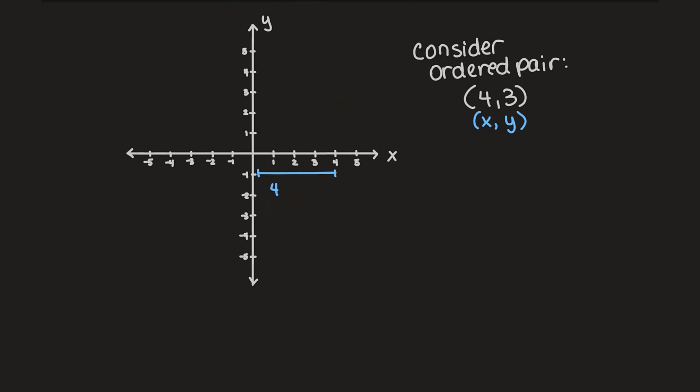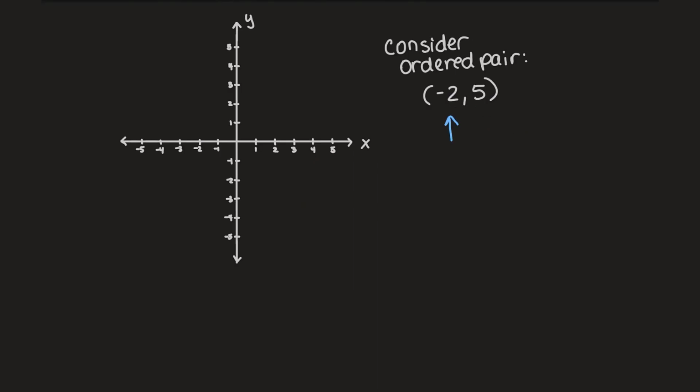Okay, let's consider another ordered pair, (-2, 5). -2 is the x measurement, so we're going to go to the left 2 units. And 5 is the y measurement, so we go up 5 units. So starting at the origin, we go to the left 2 units, and then up 5 units. So our point goes right here.